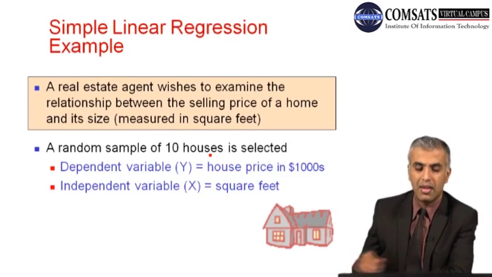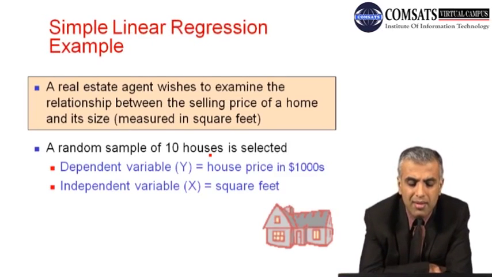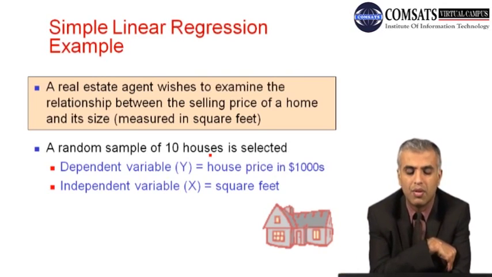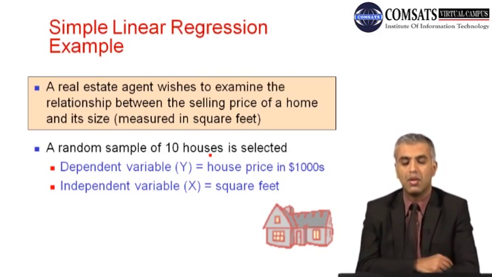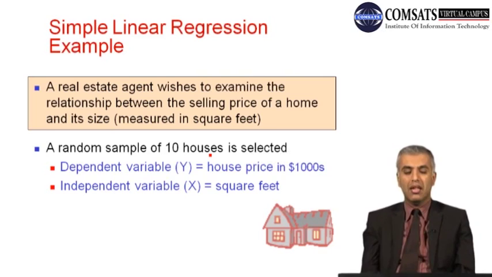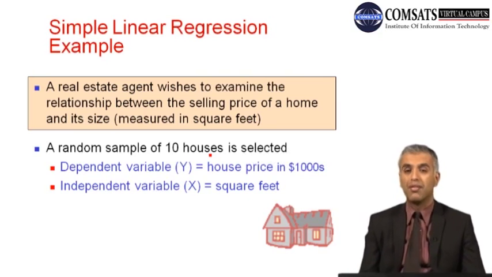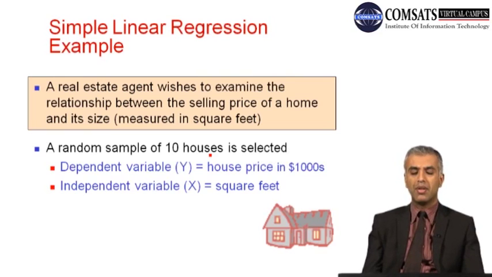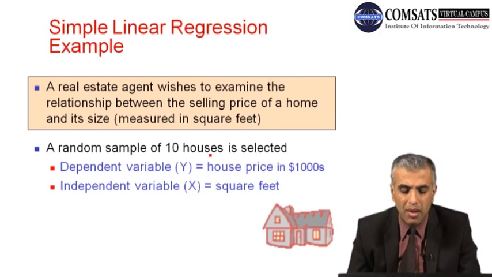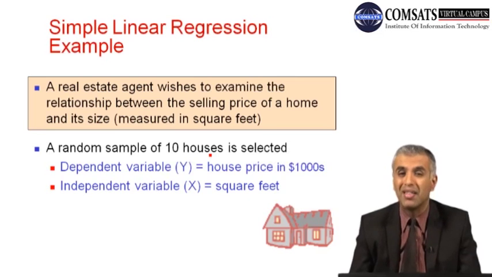Now here basically we are taking an example of a real estate agent who wants to examine the relationship between the selling price of a home and its size. So he randomly collects data from a sample of 10 houses which have been selected. Now here the dependent variable is house price in $1,000, and the independent variable is square feet. So what we are trying to do is find out whether the size of any home has an impact on its price.